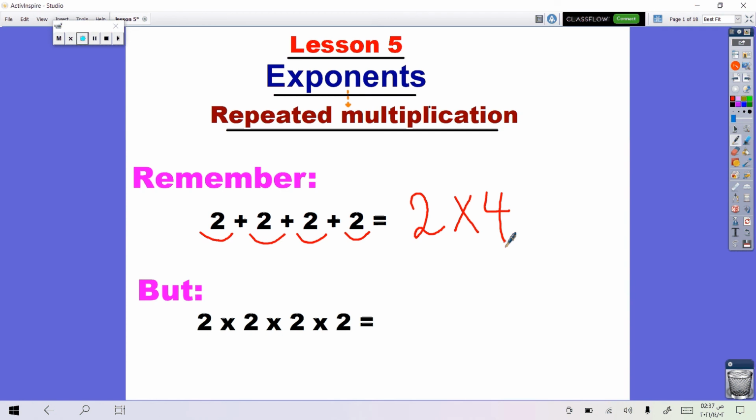But if we have 2 by 2 by 2 by 2, here we have number 2 is multiplied by itself 4 times. So I can write it as, here the repeated number is 2, so I can write number 2 one time. Here number 2 is multiplied by itself 4 times. So I can write number 4 as a small number to the right and above of 2. And I can read it as 2 to the 4th power or 2 power 4.